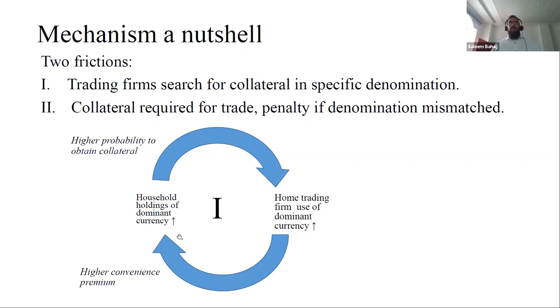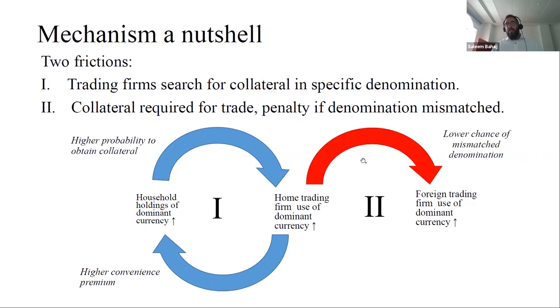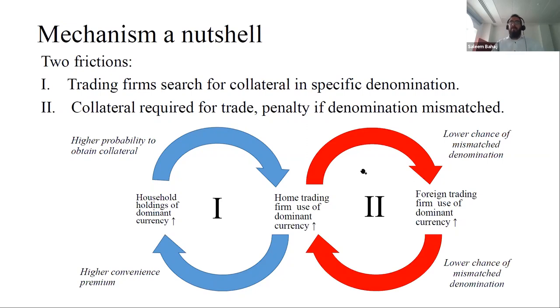Okay. So the value of dollar holdings will rise for those households. At the same time, we have this second friction, which says that if I, as a home trading firm, have more dollar collateral, then my trading partners abroad are also going to think, okay, fine, we should hold dollar collateral too, because that reduces the chance of a mismatch. So we'll start looking for dollar trade financing, dollar bonds. Okay. And that then loops back to me, because I want to match with them. So we have this strategic complementarity in the choice of trade financing between home and foreign trading firms. So that's how the model sort of plays out.